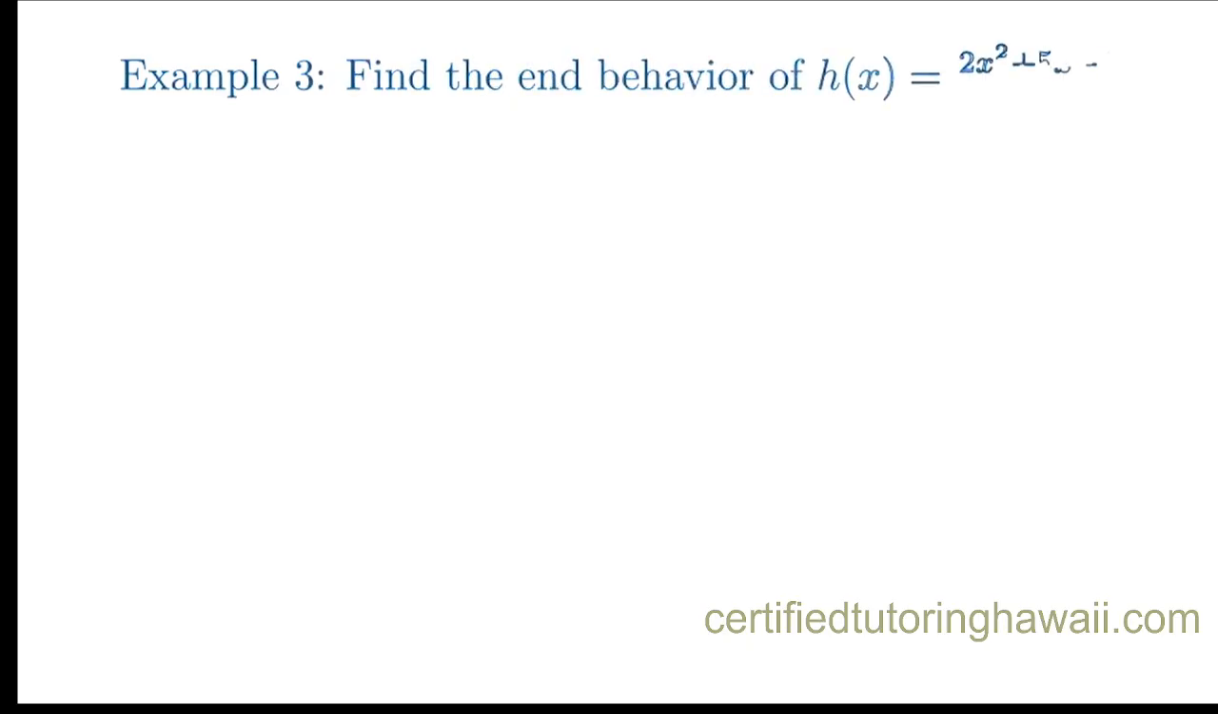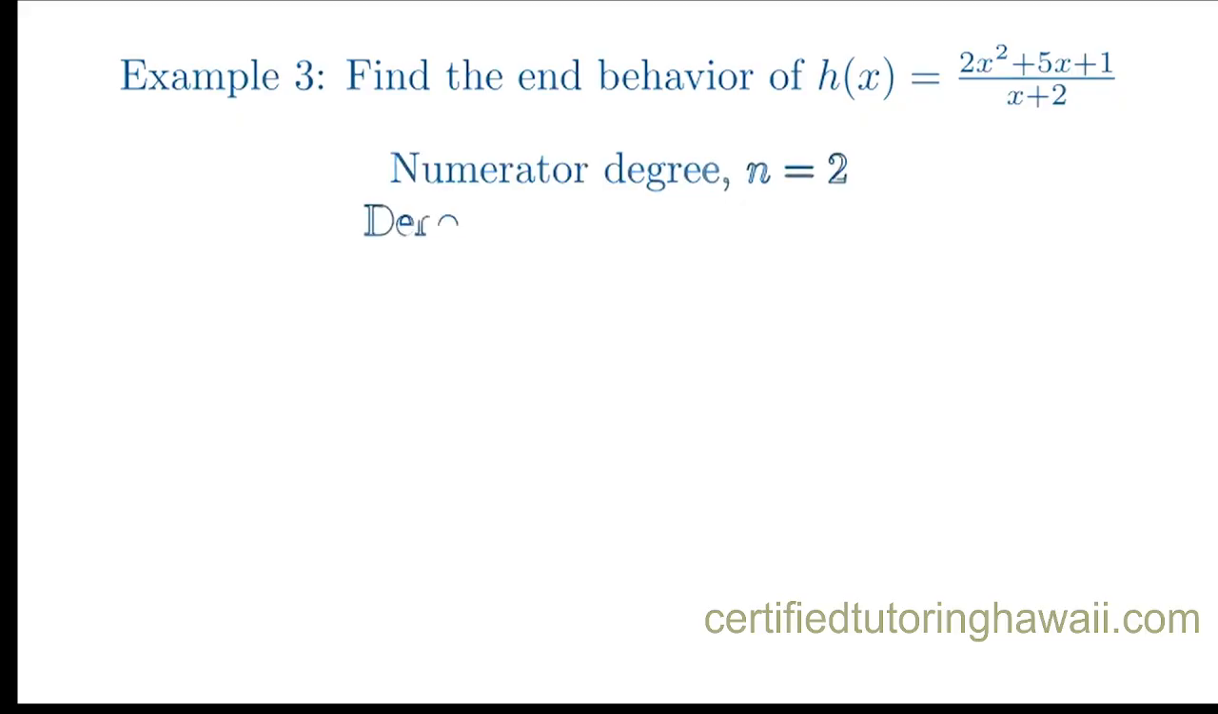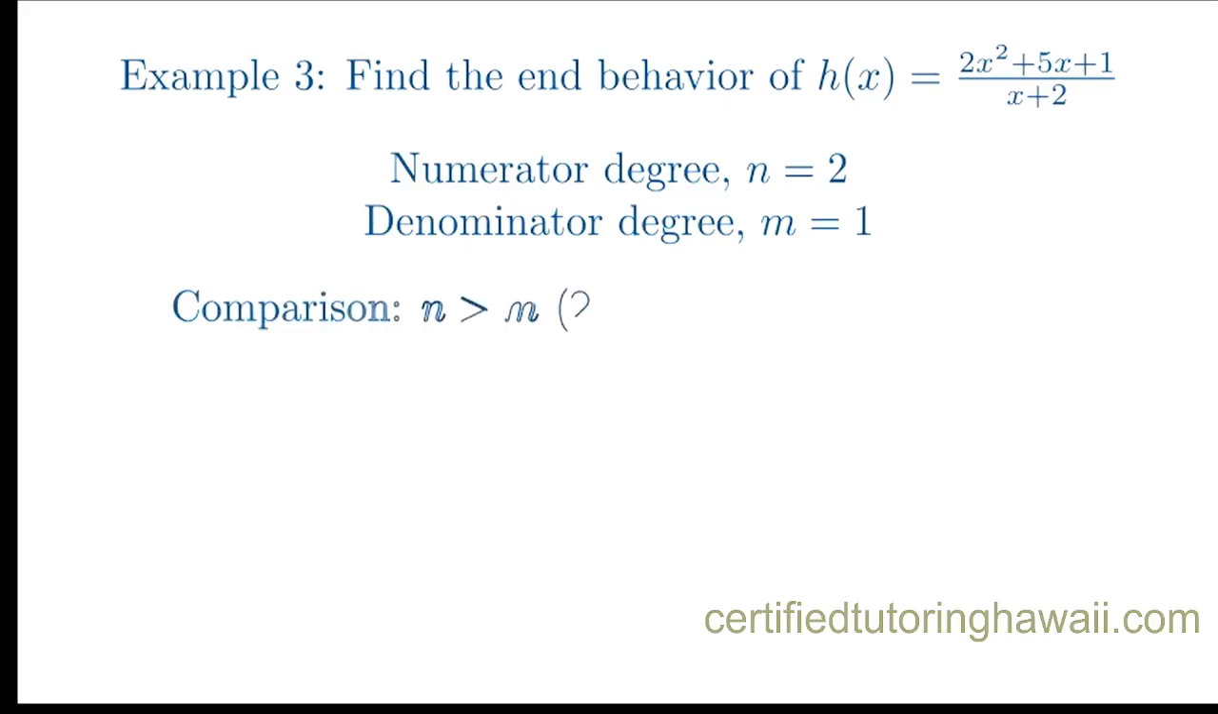Let's demonstrate this third case with an example that has a slant asymptote. We'll analyze h of x equals the quantity 2x squared plus 5x plus 1 divided by x plus 2. The numerator's degree n is 2. The denominator's degree m is 1. We see that n is greater than m, so we're in our third case. Specifically, because the degrees differ by exactly 1, 2 minus 1 equals 1, we expect to find a slant asymptote.